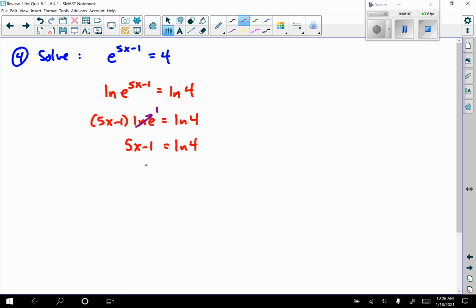We're just going to leave this in exact form. So we'll say 5x is going to equal natural log of 4 plus 1. And then we divide that whole thing by 5.